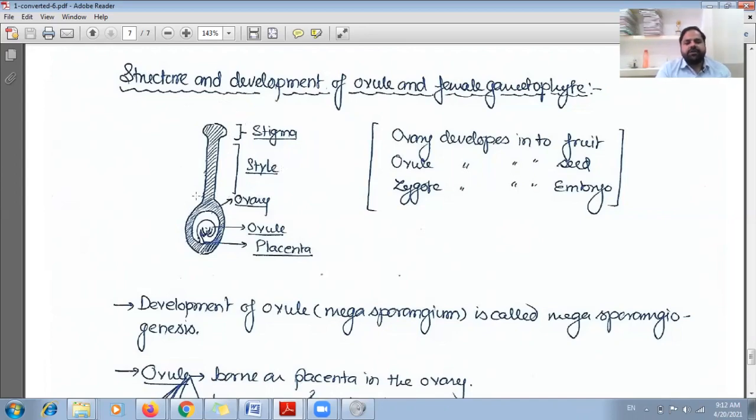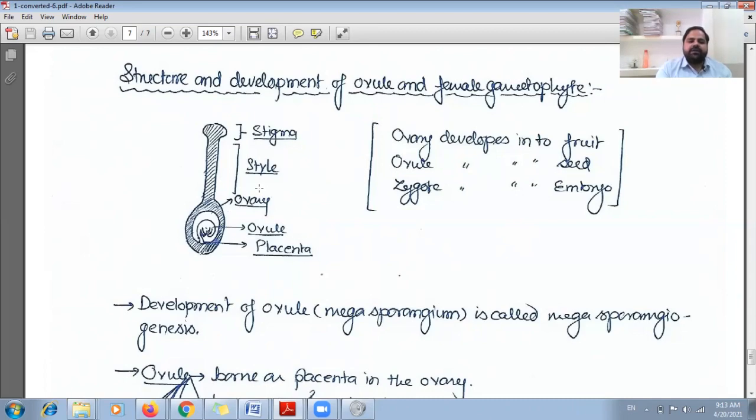Inside the ovary there is a structure called the ovule, and this ovule is attached to the ovary through a structure called the placenta. Inside this ovule there is an egg, and after fertilization this egg forms the zygote. As we know, the zygote develops into the embryo and forms the fully developed organism.